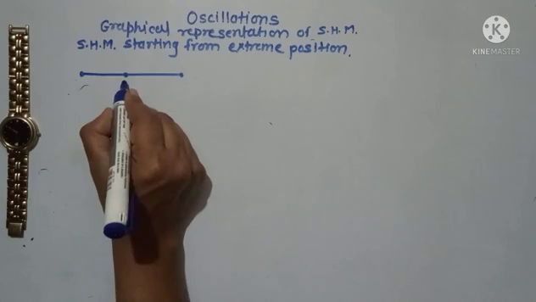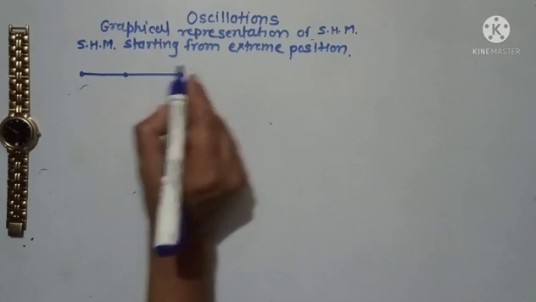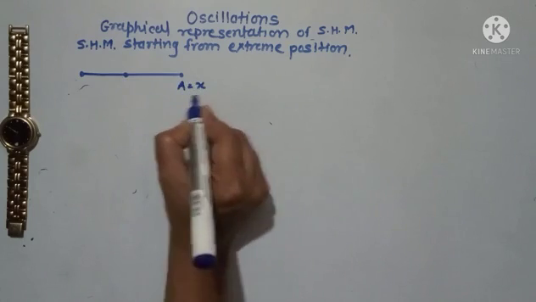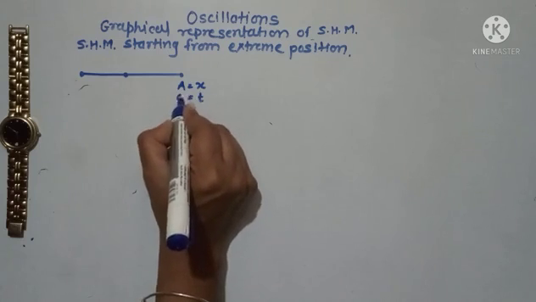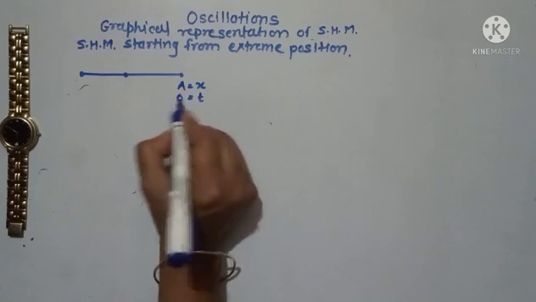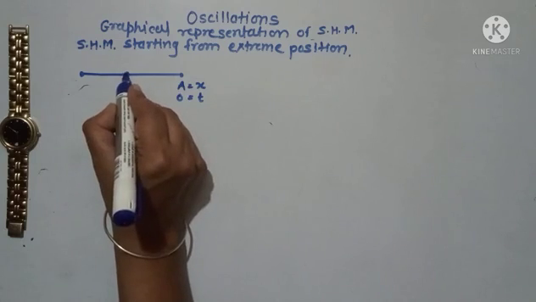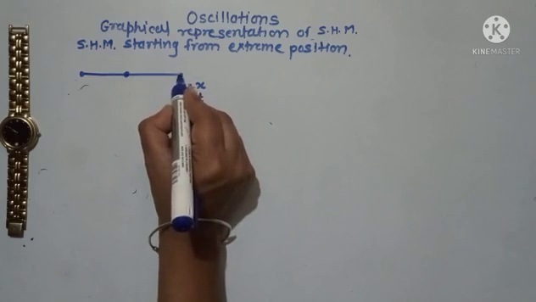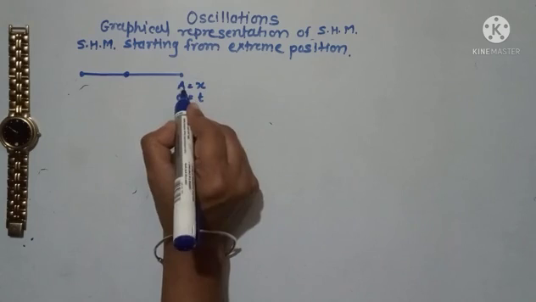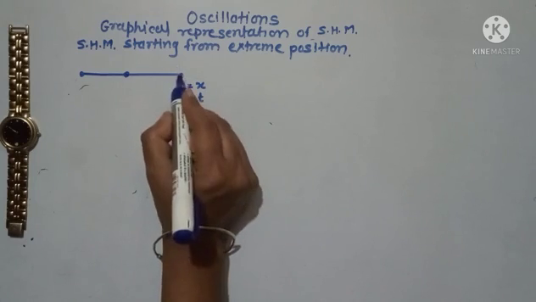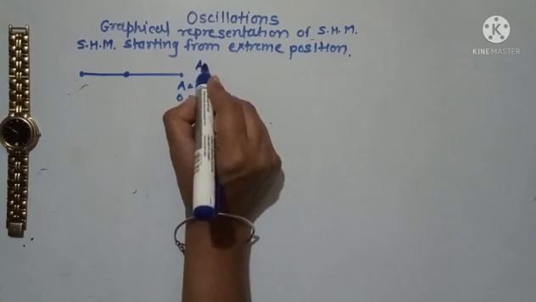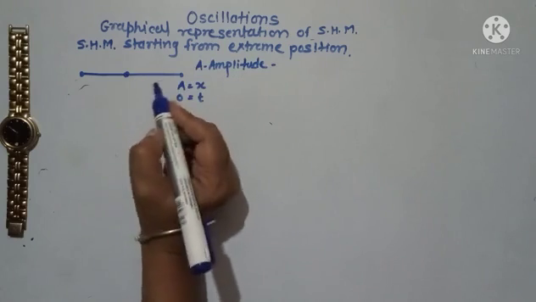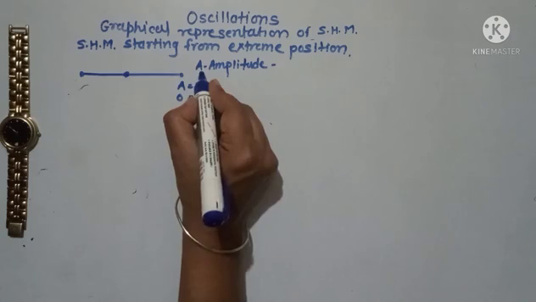So for this, if this is a we have taken this as 0, then let us take this as a. So x is equal to a at time t is equal to 0. Previously x was 0 at time t is equal to 0 when the particle was starting its journey from here, but now the particle is starting its journey from the extreme position. Therefore we have taken x is equal to a at time t is equal to 0, where a is the amplitude. So amplitude is nothing but the maximum displacement from its mean position, and which we have taken as a.